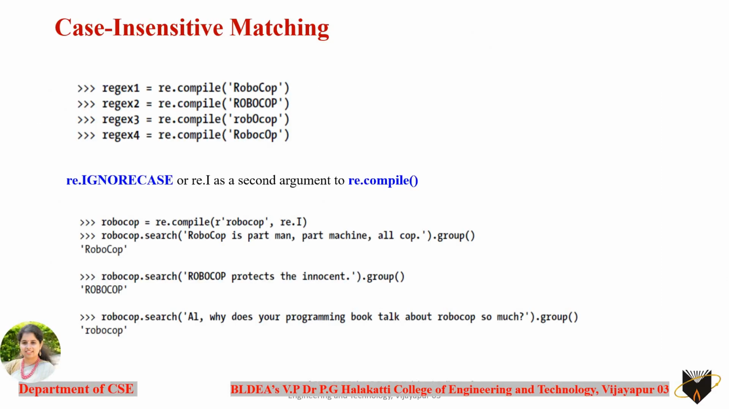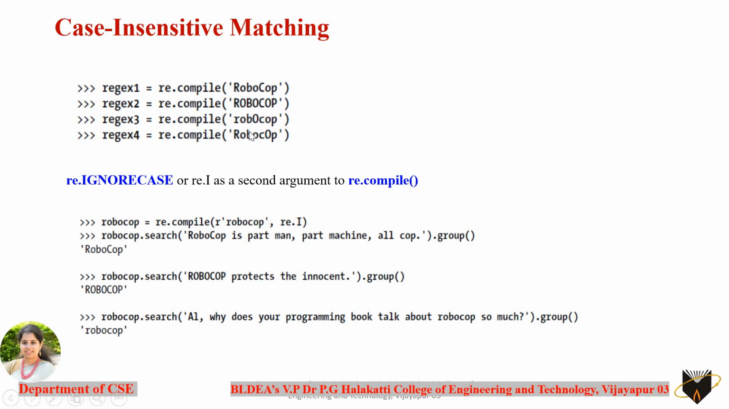So coming to the next concept, which is case insensitive matching. As I told you, Python by default is a case sensitive language, and the patterns you define with the compile methods are also case sensitive patterns. For example, you can see here in all these compile methods, you have taken the same word, that is Robocop, but it differs in the cases of particular letters. In the first pattern, you have the R being a capital and C being a capital and the rest of the letters lowercase. In the next case, all the letters are uppercase, and so on.